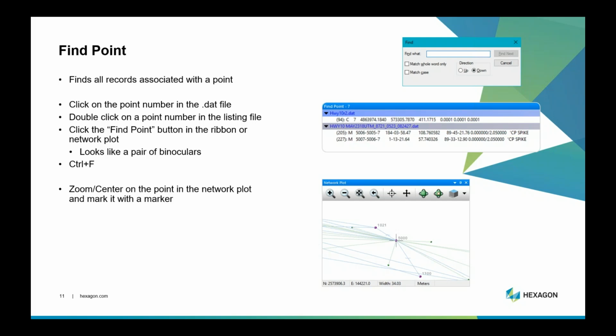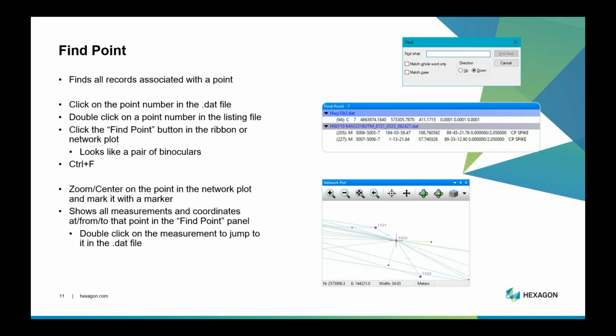And there's a couple things it'll do here. It's going to zoom and center on the point in the network plot, and it's going to mark it with a marker. And it'll show all measurements and coordinates at, from, or to that point in the find point panel down at the bottom. You can double click on the measurement in that find point dialog at the bottom to jump to that measurement in the DAT file so that you can edit it or review it.